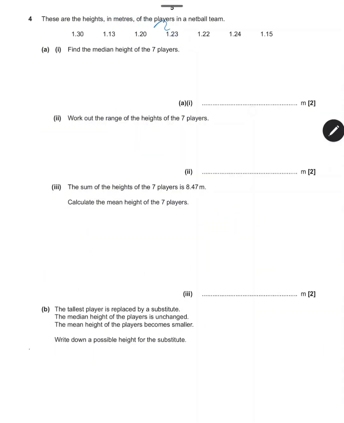Before, we've got some heights of players in a netball team, and we're asked to find the median. First thing we need to do when finding the median is put these into order. So I'm just going to start looking through these. The smallest is 1.13. The next is 1.15, just looking at that second set of digits. The next biggest player is 1.20.